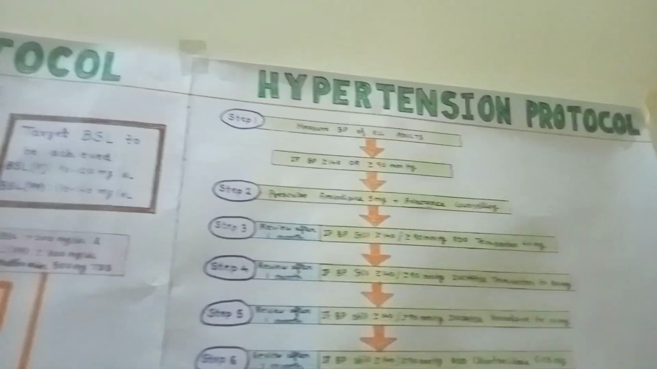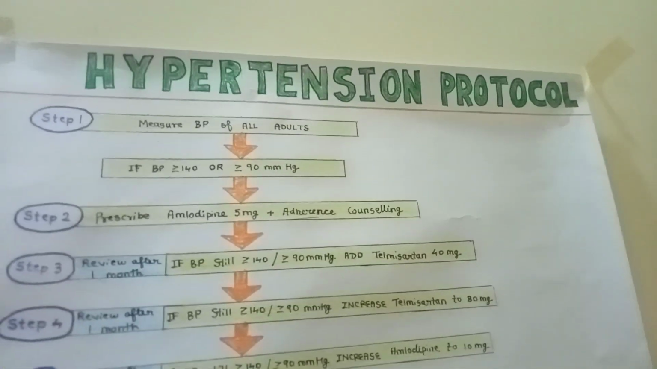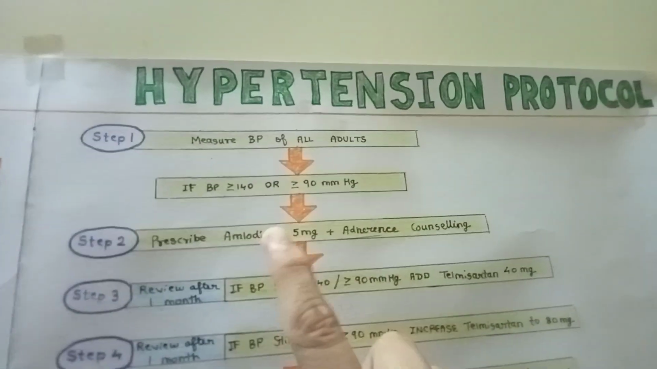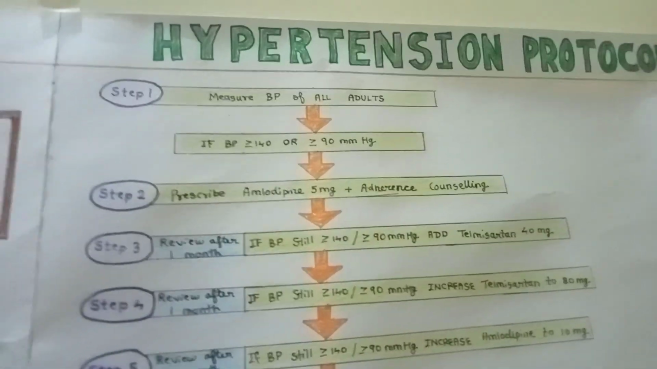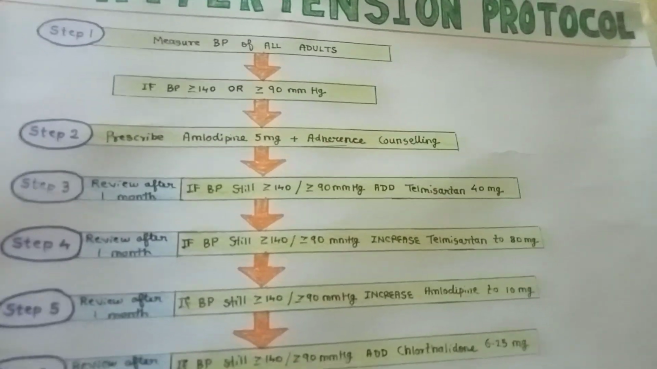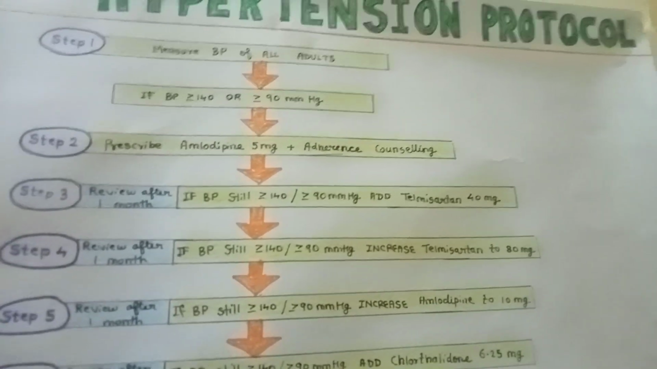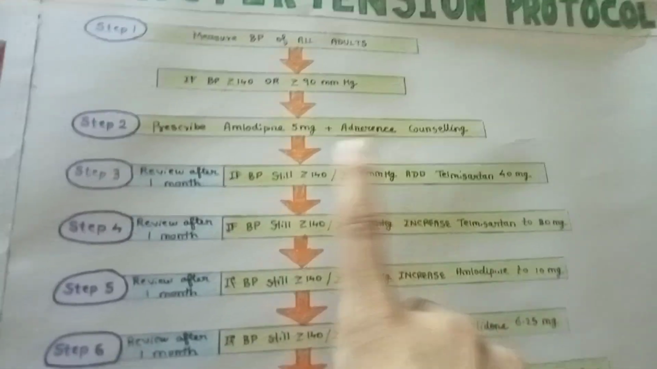Then the hypertension protocol. There are 8 steps. Step 1 is to measure BP, blood pressure. If it is 140 above or 90 above, then diagnose it as hypertension. Step 2 is drugs. Antihypertensive drugs include amlodipine 5 mg and counseling.